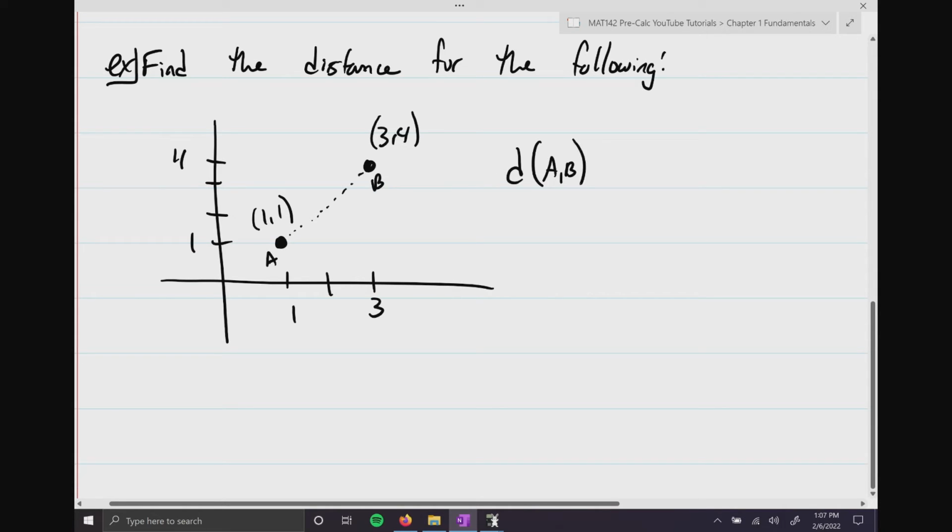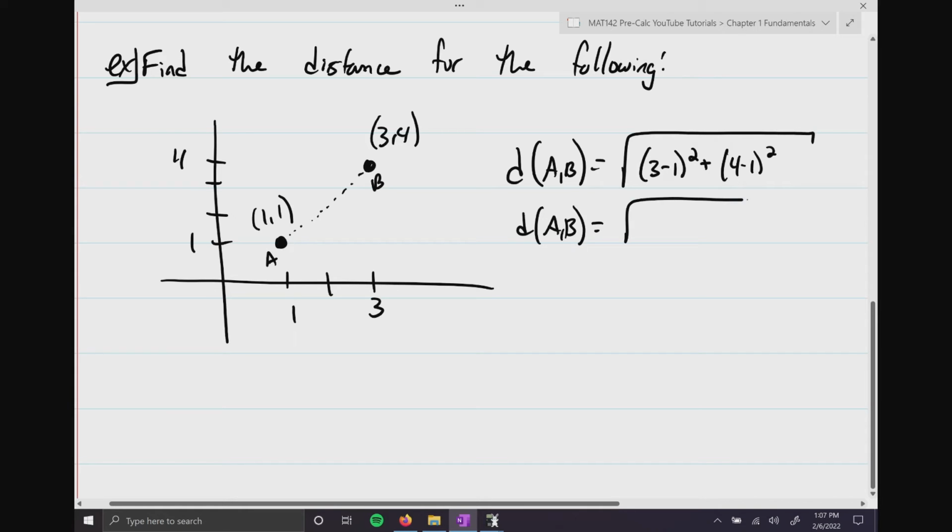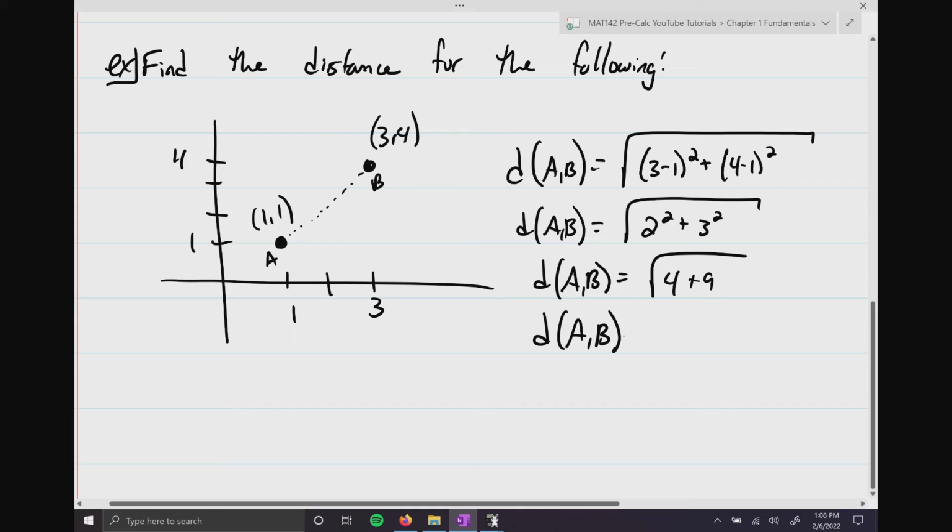So the distance between point A and B is going to equal the square root of 3 minus 1 quantity squared plus 4 minus 1 quantity squared. So the distance between A and B is going to be the square root of 2 squared plus 3 squared, which is 4 plus 9. So the distance from A to B is equal to the square root of 13. So there's our distance.